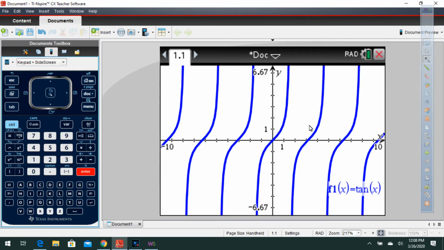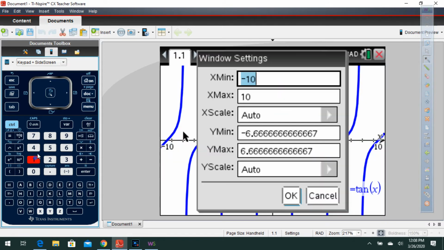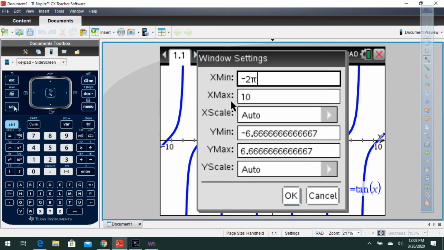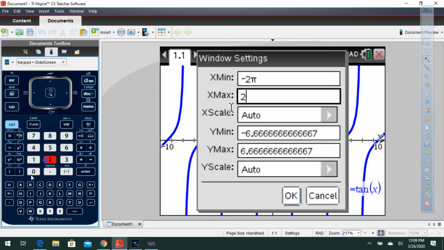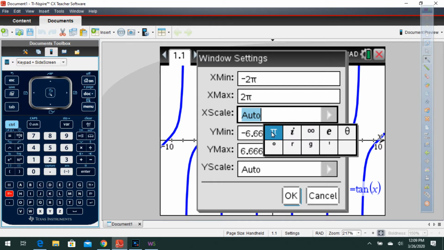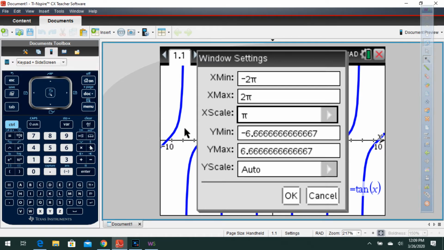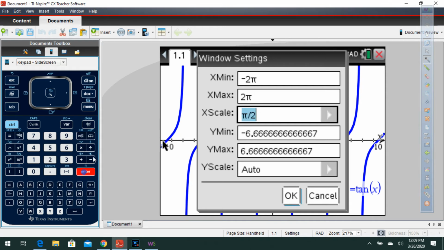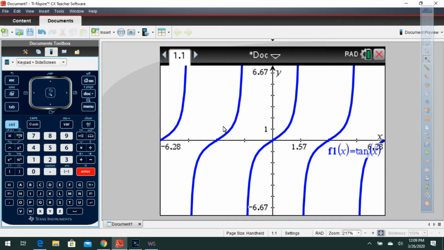Well, that looks kind of funky. I'm going to fix it where you don't see as much. Menu, 4, 1, and let's do negative 2 pi. And then we'll do 2 pi. And then since your asymptotes are going to be at pi over 2, we'll do pi over 2 as your scale, and then there you go.